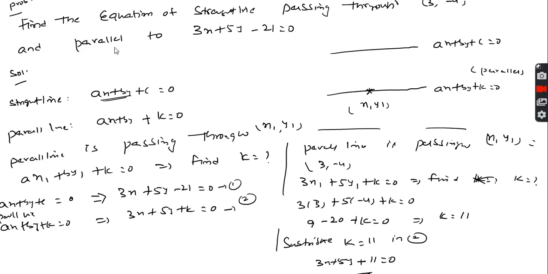Okay, so what is the given question? The given question is: find the equation of the straight line passing through (3, -4) and parallel to 3x + 5y - 21 = 0.